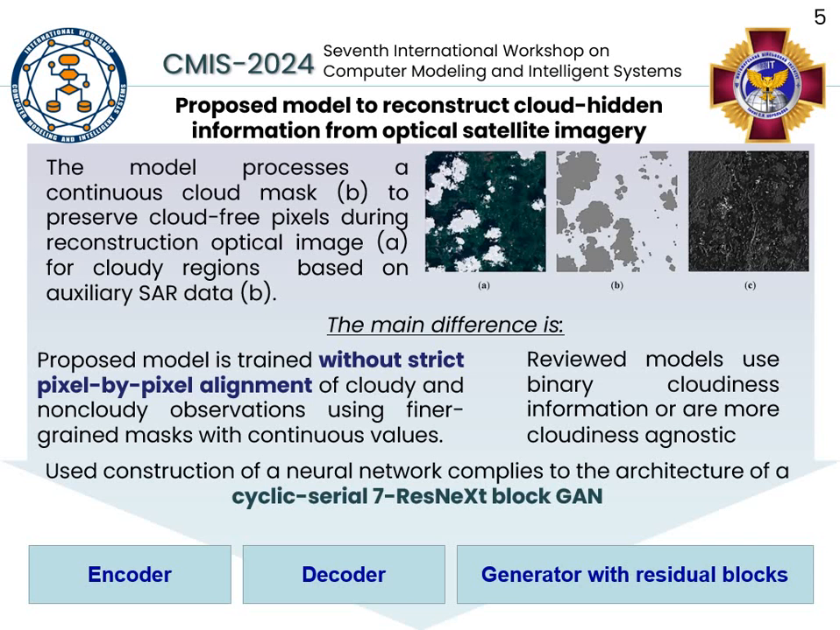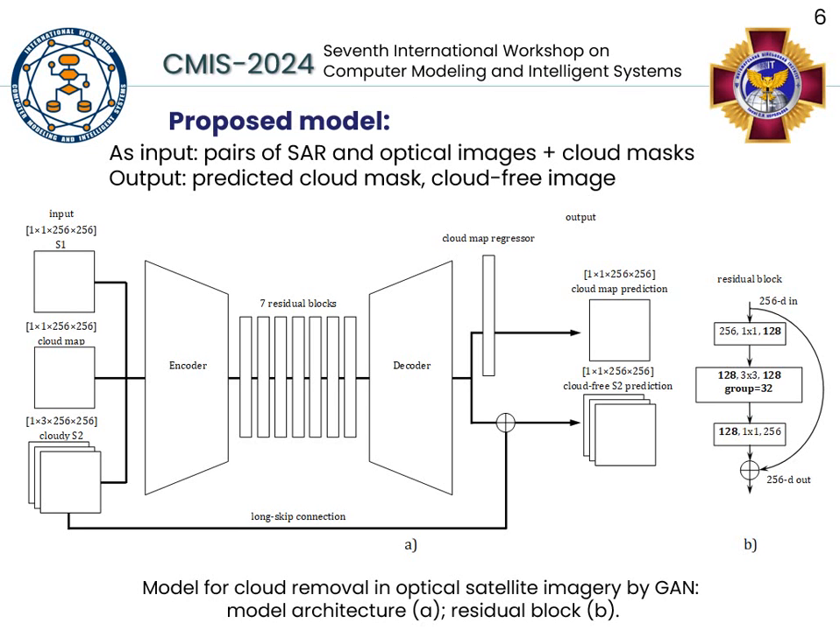The construction of the neural network complies with the architecture of a cyclic serial 7-ResNeXt block of a generative adversarial network with two discriminators as the output. It consists of three parts: an encoder, a decoder, and a generator with residual blocks connected by a long skip. The architecture of the proposed model is shown on the slide.